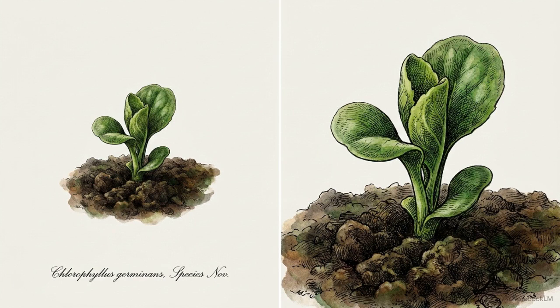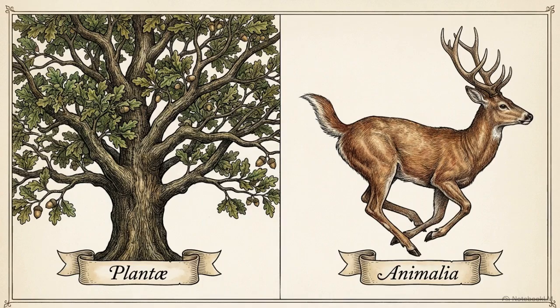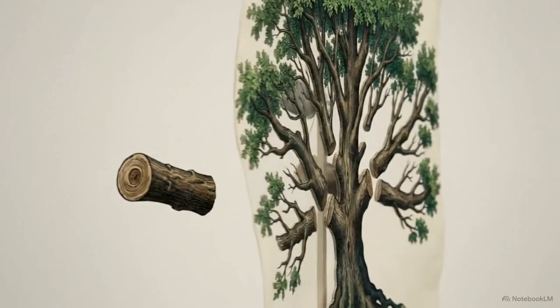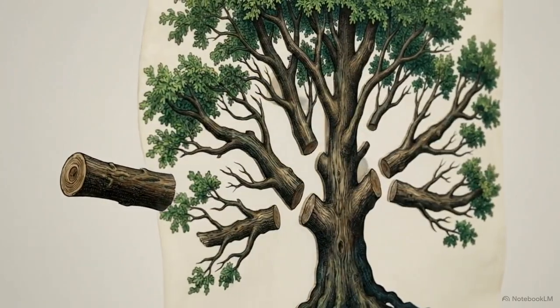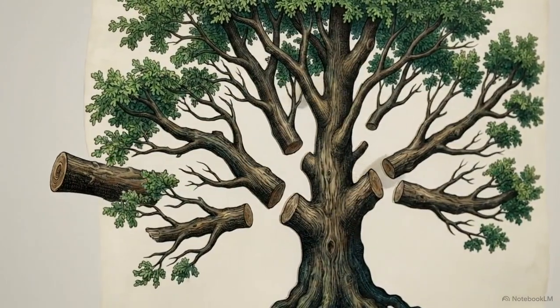Identifying a plant involves more than observing whether an organism grows from the soil. For centuries, scientific classification relied on a simple but flawed assumption. If it didn't move, it belonged in the plant kingdom. Biology operates as an evolving map, requiring constant redrawing to match new discoveries.